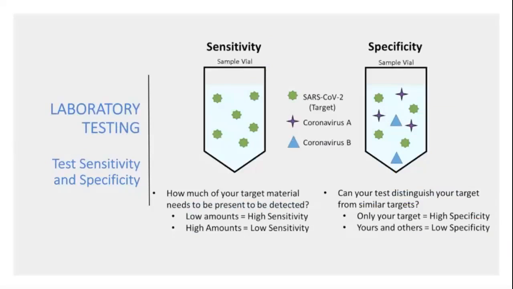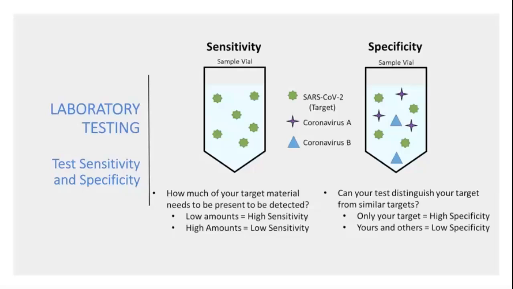Now, before we get into the nitty-gritty of specific tests, I'd like to discuss two terms that come up a lot in reference to COVID testing. First is sensitivity. When we talk about how sensitive a test is, we're discussing how much material needs to be present for the test to detect that it's there. So, for example, if we're looking at this simulated sample vial on the left, if you have a test that can detect just one of our SARS-CoV-2 particles, the test has high sensitivity. If the test can only detect the virus if many particles are present, then that test has low sensitivity.